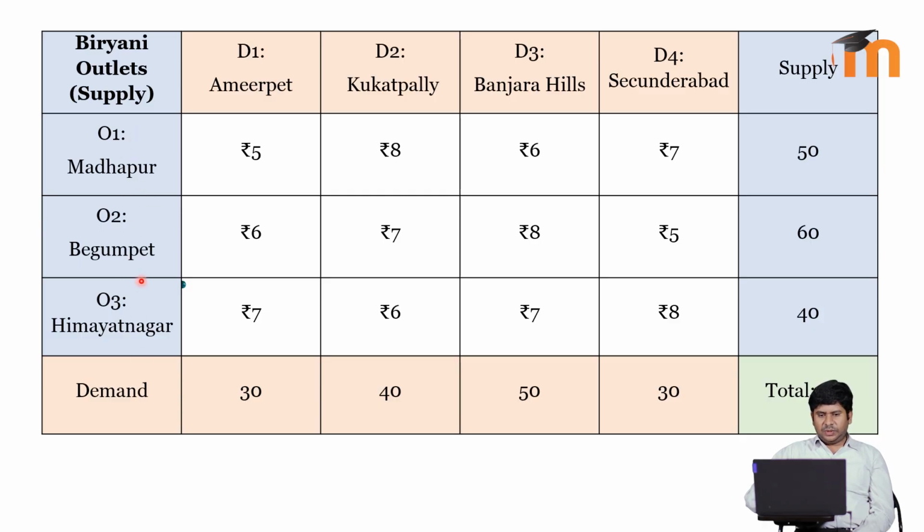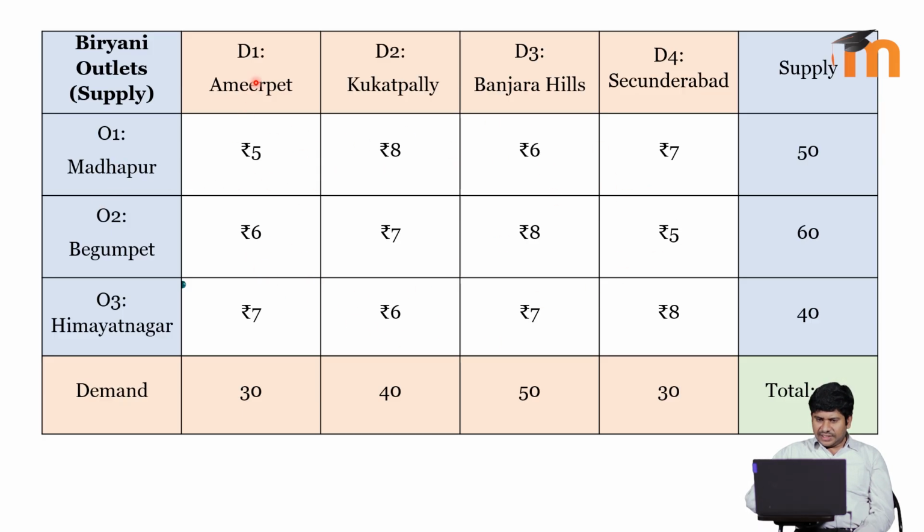Now, they have 3 outlets, as I said. From these 3 outlets, Madhapur, Begumpet and Himayat Nagar, they need to transport these biryani orders to these destinations. There are 4 destinations to transport to.